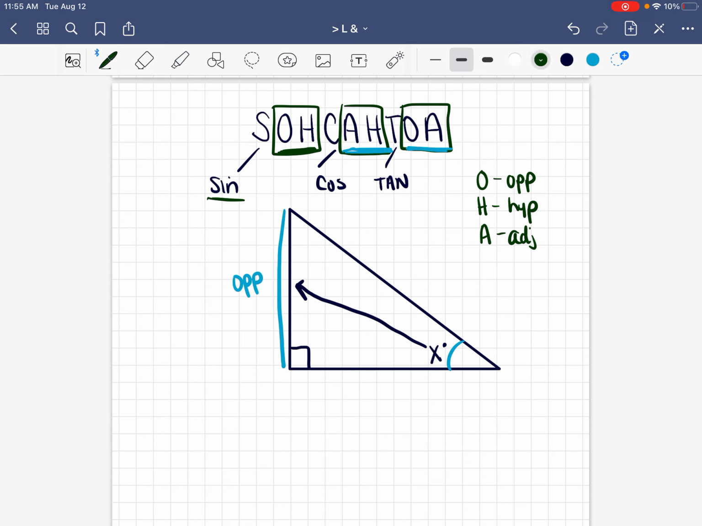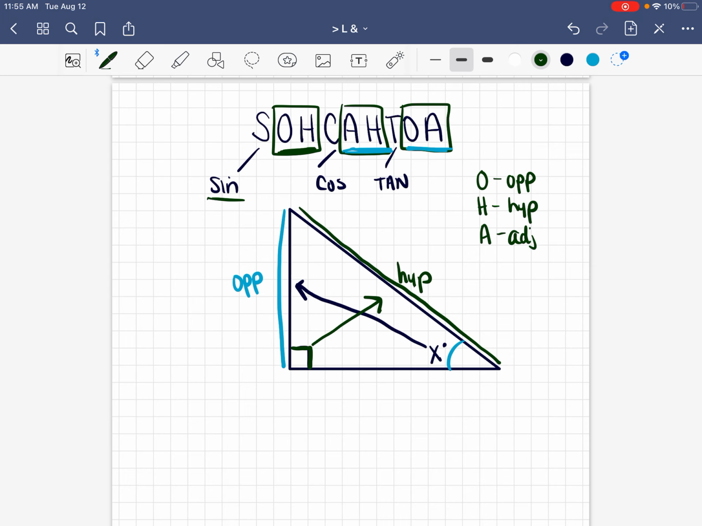Now, across from the right angle is the hypotenuse. So if you're ever looking for the hypotenuse, find the right angle, and the right angle is just identified by the little box. Draw a line across from the right angle, and you've now found the hypotenuse, the side called the hypotenuse. So we identified the opposite, the hypotenuse.